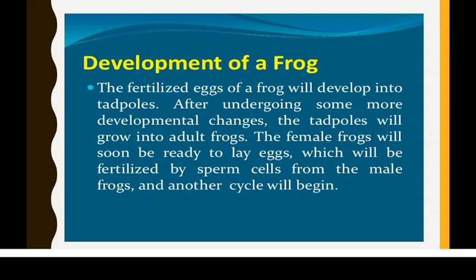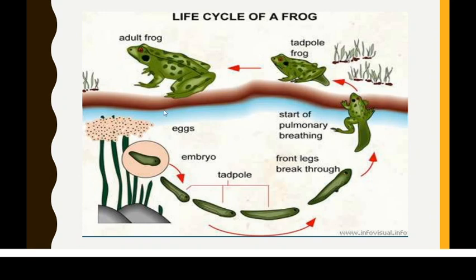Okay, so see, here I have shown the example, that is, through the picture you can understand how it develops day by day. It takes so much time to develop into an adult frog. First the fertilized egg will change into the tadpole through the embryo, then the front legs will break through here. Then they start the pulmonary breathing. They start breathing after some days, and then they change into the tadpole frog and finally into the adult frog. So this is how the cycle begins. It is a continuous cycle.